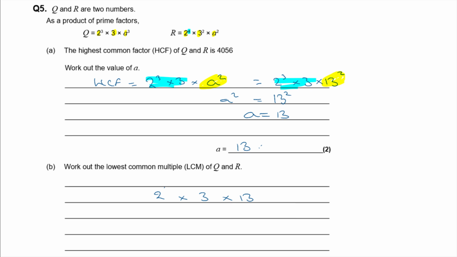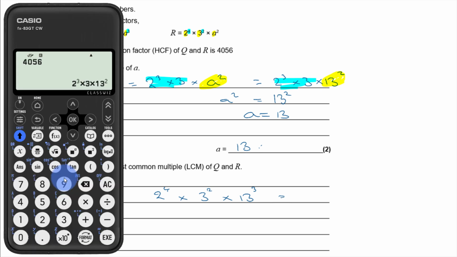So that's going to be 2 to the power 4. I've got a 3 and a 3 squared, so I'm going to pick the 3 squared there. And I've got an a cubed and an a squared, which is my 13, so I'm going to pick the cube. Okay, so I'm going to get 13 cubed. So it's going to be 2 to the power 4 times 3 squared times 13 cubed.